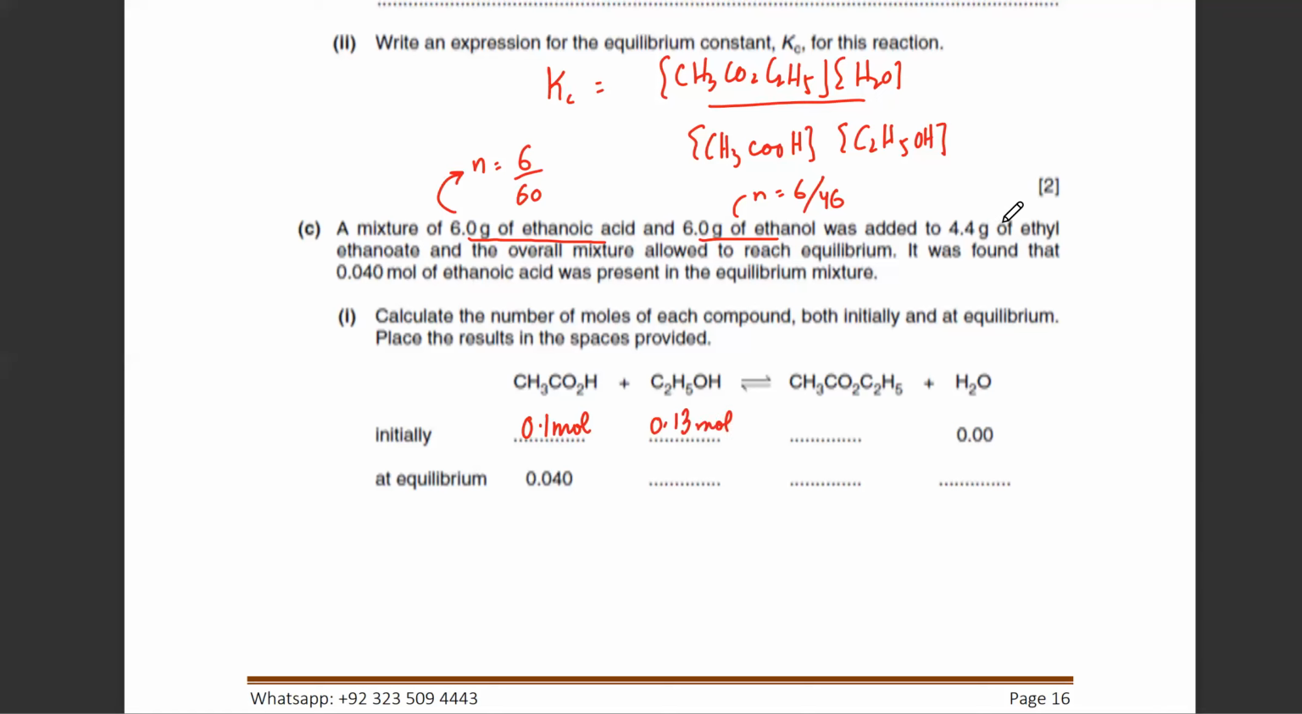And he added 4.4 grams of ethyl ethanoate, which is the ester over here. So moles would be mass divided by Mr. This thing, I think, is 88. CH3CO2C2H5. That's probably, you can double check that. I think it's probably 88. So how many moles is that? 4.4 divided by 88. What do we get?